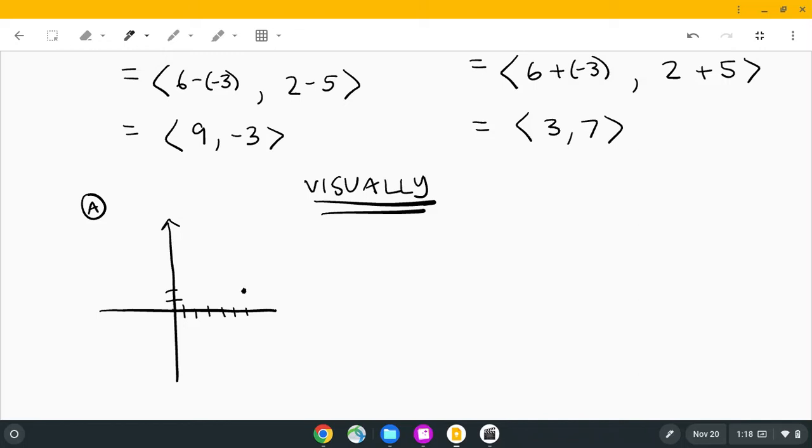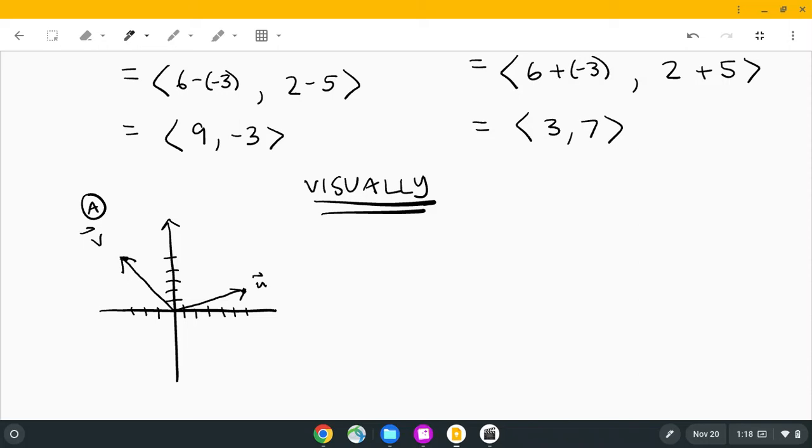Okay, so this is vector u. All right, there's vector u. And let's draw vector v. Vector v is negative 3, 5. 1, 2, 3. 1, 2, 3, 4, 5. Okay, and so here we have vector v.